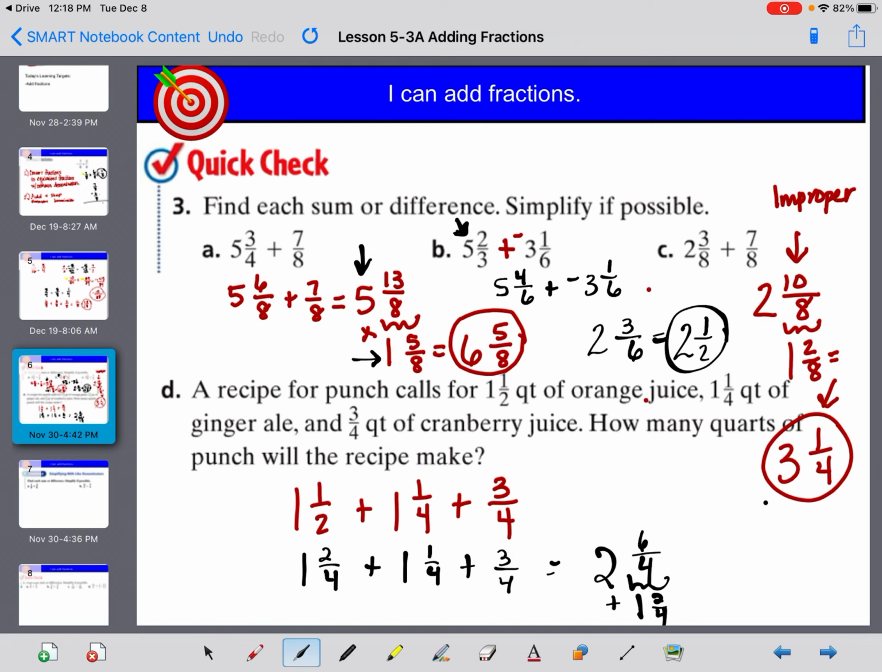All right, when I add this, I find a common denominator of 4, and when I add the numerators, I get 2 and 6/4. 6/4 is improper, so I rename it as 1 2/4. 2 plus the 1 is 3, and then 2/4 can be simplified to 1/2, and then make sure you label it quarts.